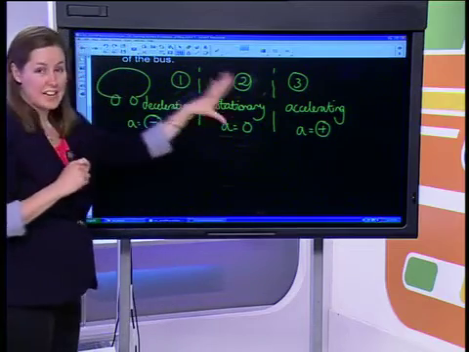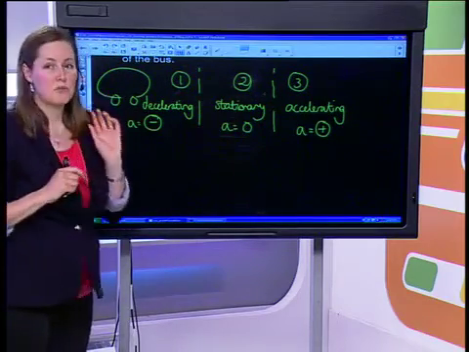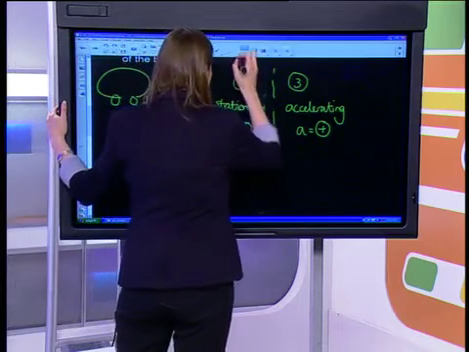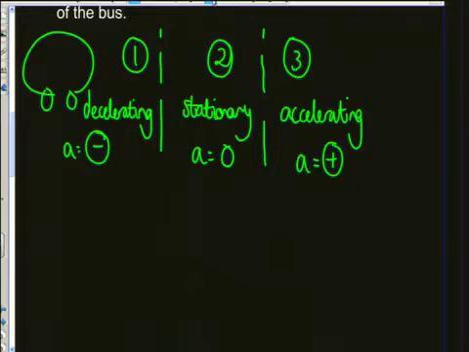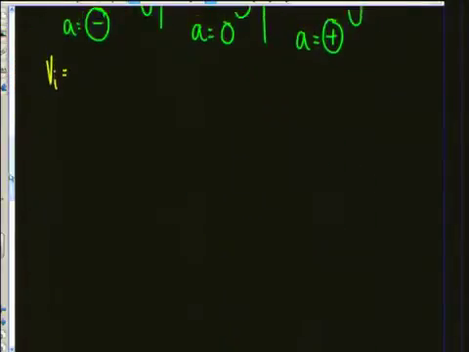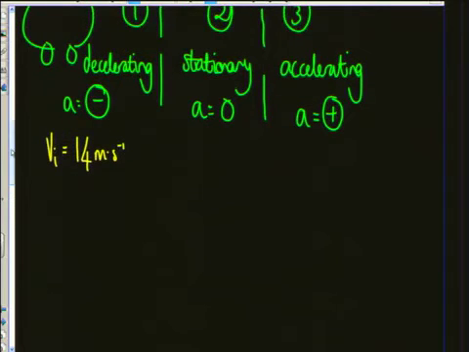Then I suggested, sketch the scenario. Then I suggested that you write or list all the information that you know. So I want to start by writing that information, and V initial over here is going to be, what was it? I think it was going at 14 meters per second. When it gets to the second stage, this would be the final velocity, and it is at rest.